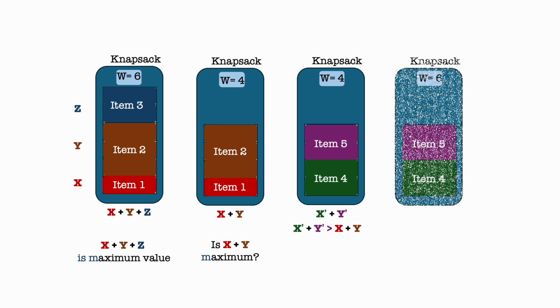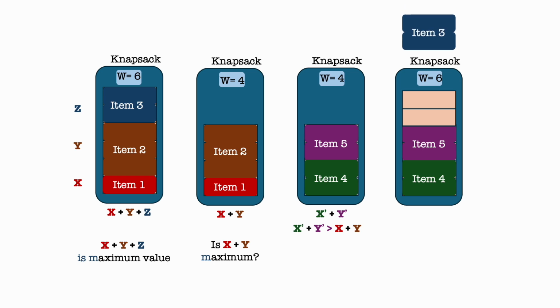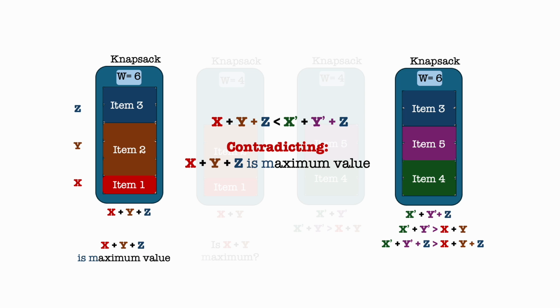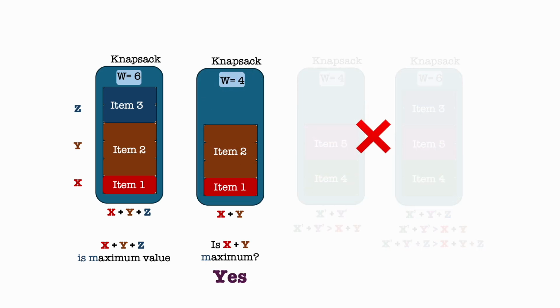But here's the problem. If we now increase the knapsack's capacity back to 6 and re-add item 3, the new value becomes x dash plus y dash plus z. Since x dash plus y dash is greater than x plus y, this means x dash plus y dash plus z would be greater than x plus y plus z. That contradicts our original claim that x plus y plus z was the optimal solution. In conclusion, we can say any assumption that a better combination exists for the reduced capacity leads to a contradiction, as it would imply that the original solution was not optimal. Therefore, the reduced subproblem also has an optimal solution formed by the remaining items.